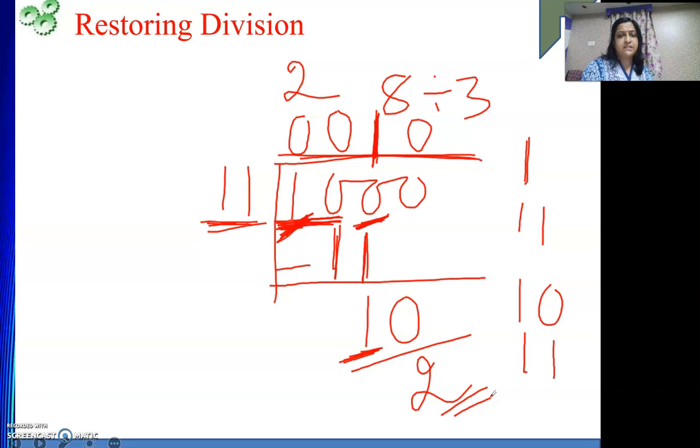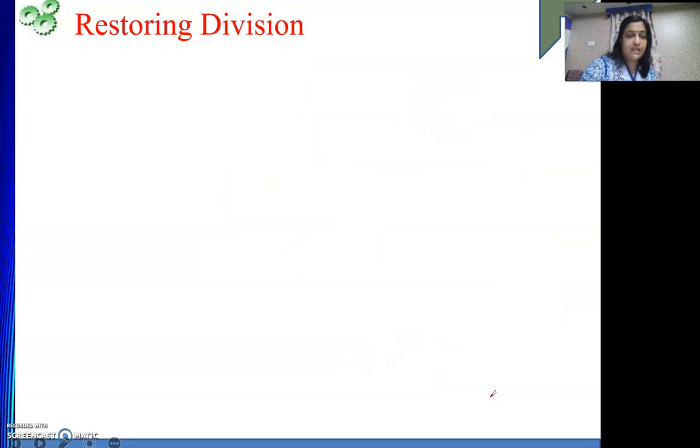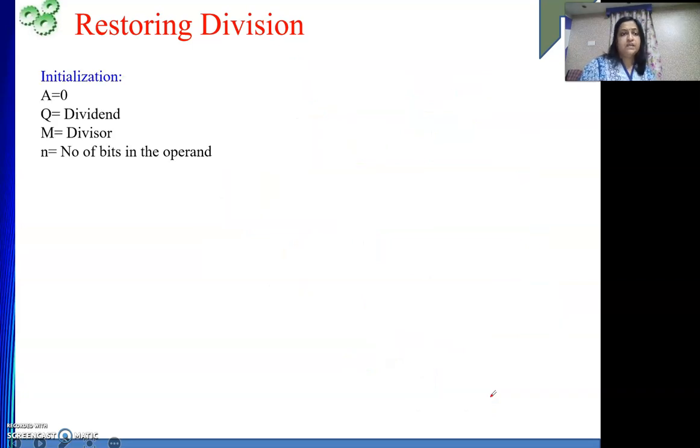Whatever I have explained here, this is what we are going to use in our restoring division algorithm. So we'll see how it works. First we need to initialize whatever operands we are using. The initialization phase says A equals 0. That means one auxiliary register we are going to use, where we keep the value initially as 0. How many zeros will be there? Whatever is the length of your operands.